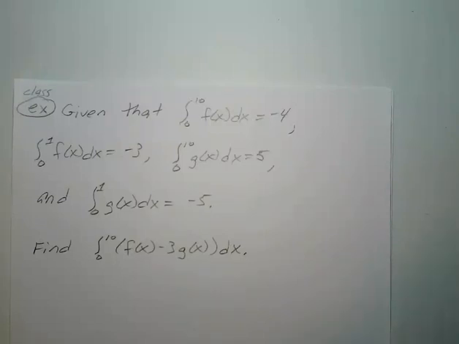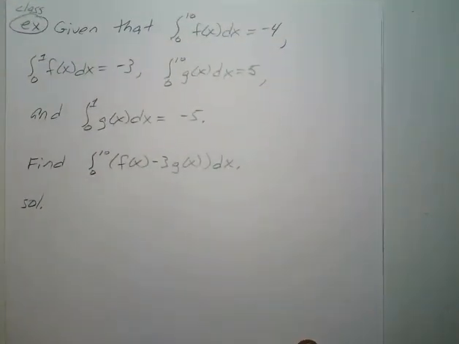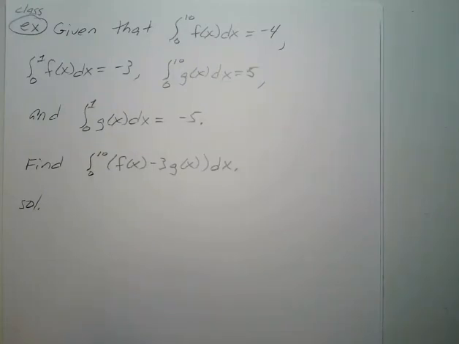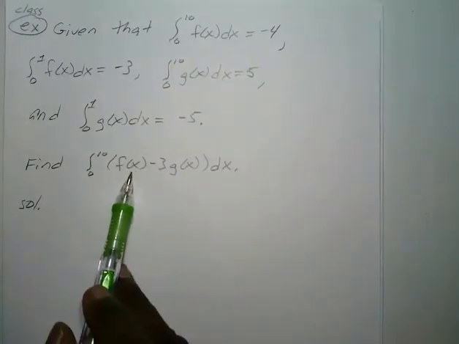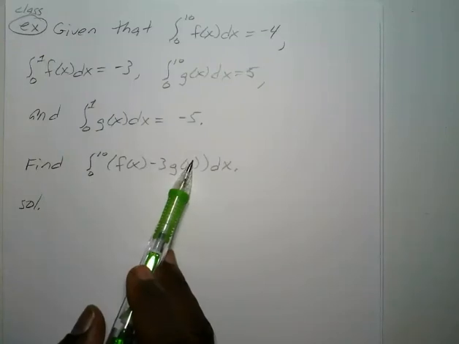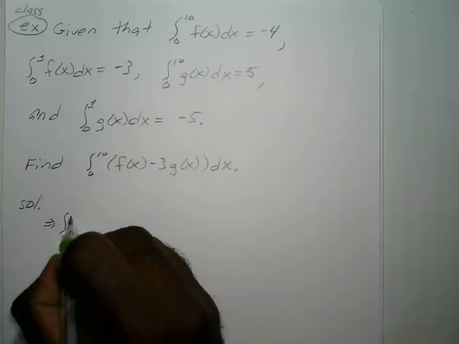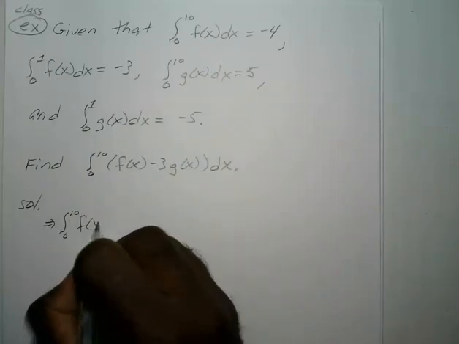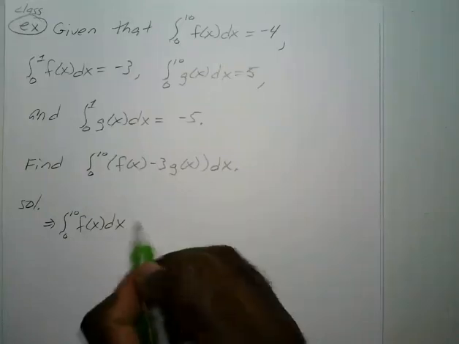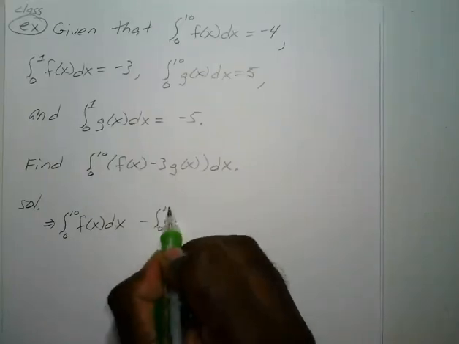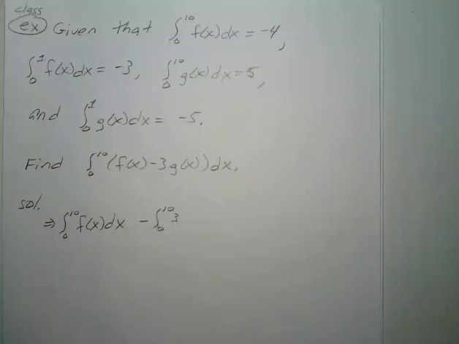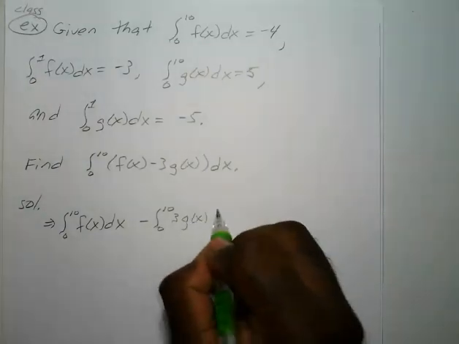All right, so assuming you've pressed pause and worked this one out, let's go ahead and verify your answer. Okay, and there's a reason I gave this one to you to try and solve on your own. So if we have what we have here, we can go ahead and distribute our integral. So we have the integral from 0 to 10 of f of x with respect to x minus the integral from 0 to 10 of 3 g of x with respect to x.